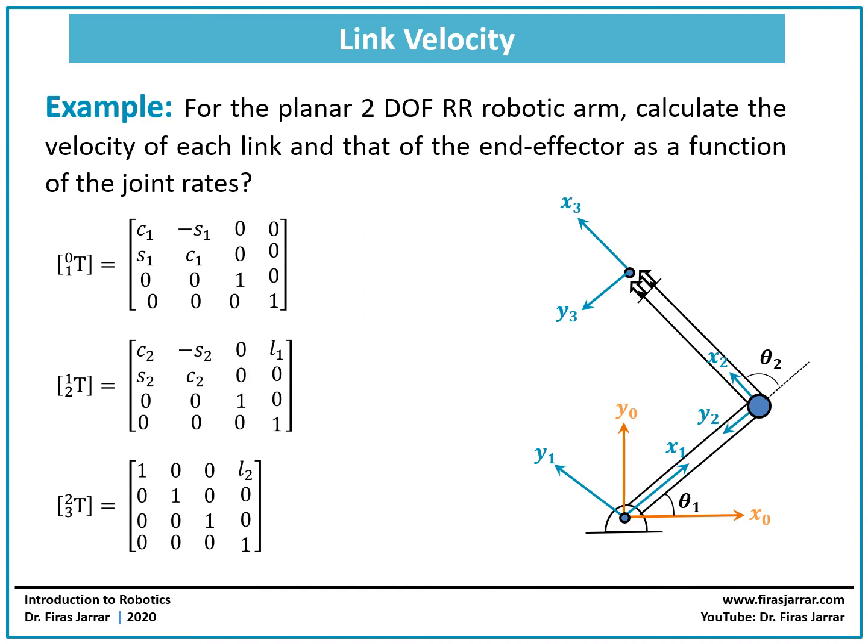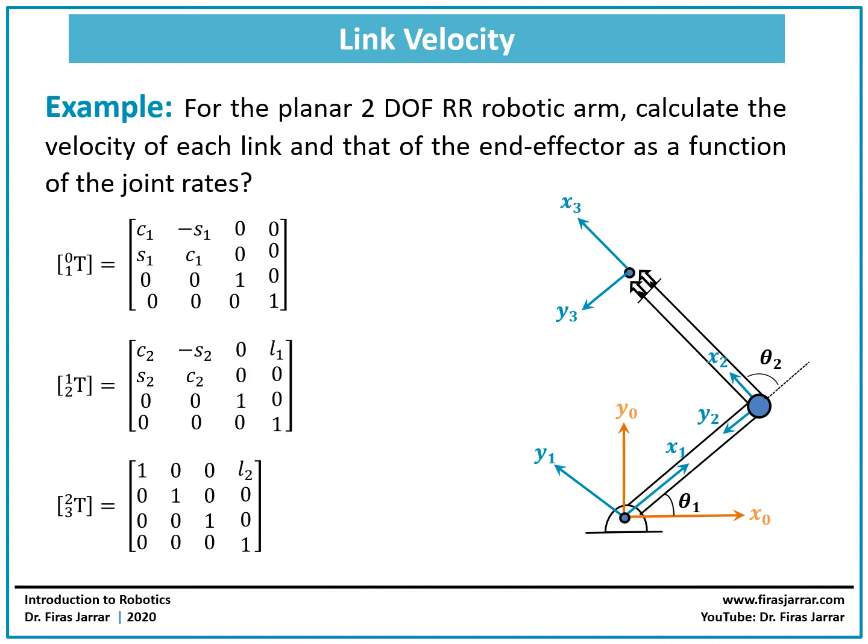From forward kinematics, we could easily obtain the homogeneous transform matrices. This is the homogeneous transformation matrix describing frame 1 with respect to frame 0. As you can see on the robotic arm, we have frames attached to it. We have frame 0. You can see x0 and y0. This is attached to the base. It's stationary. It doesn't rotate or move.